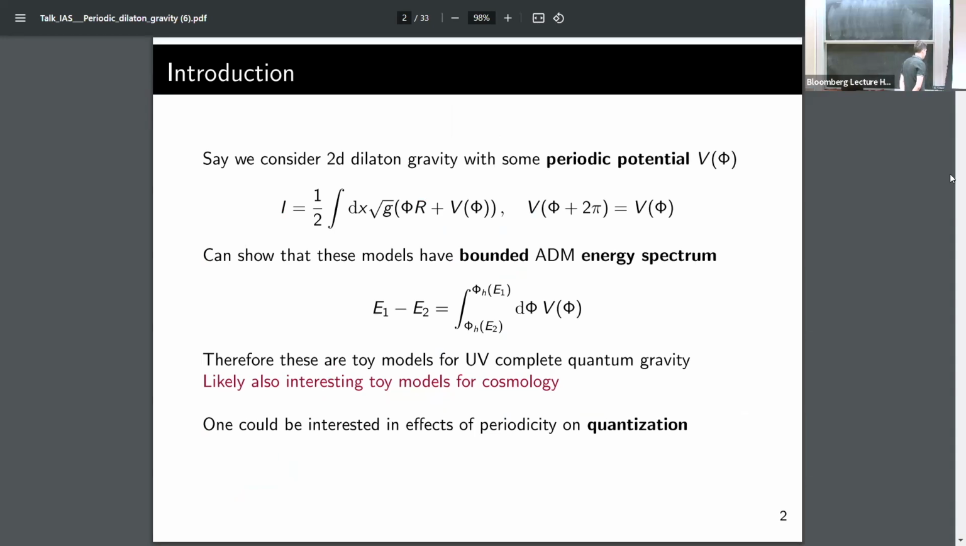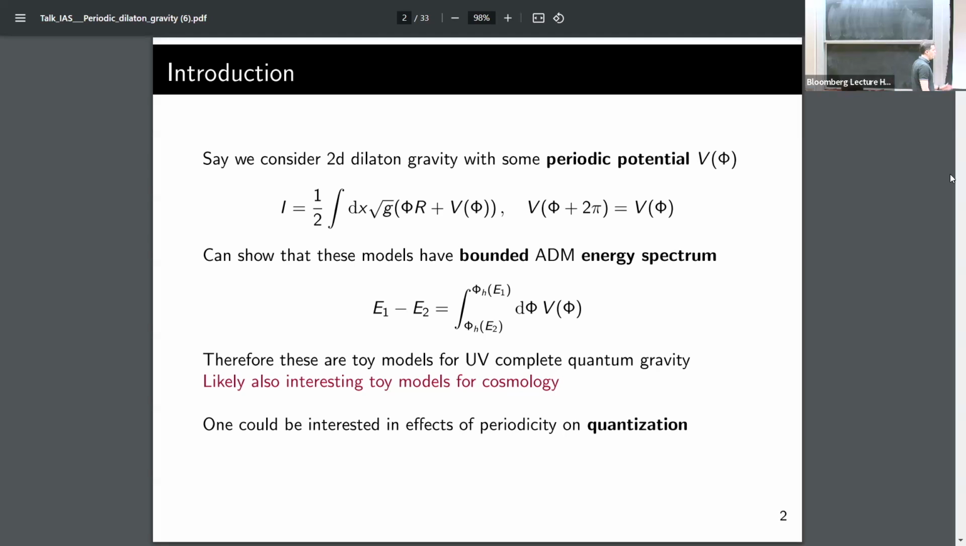Okay, so it's just some general background. Suppose we would consider a 2D Dilaton gravity with a periodic potential. I want to advocate that these are sort of funny models, and I think they're all right. One way to appreciate it is that the models have a bounded ADM energy spectrum. Therefore, in a sense, they would be natural candidates as toy models for the quote-unquote UV complete model of quantum gravity, simply because there's an upper bound and lower bound.